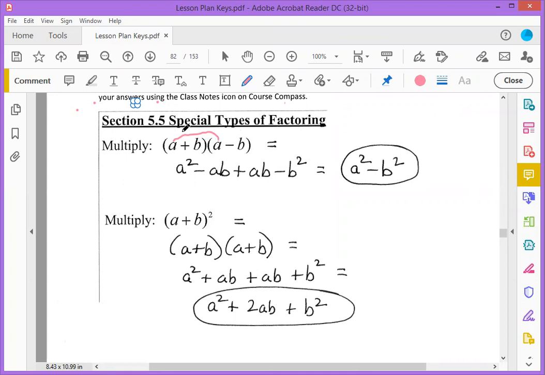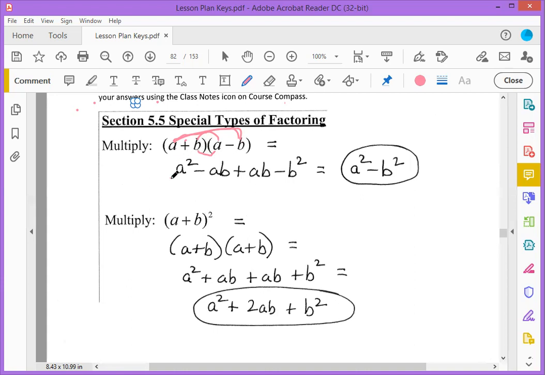First terms, a times a, will give us a squared. Our outer terms, a times minus b, give us negative ab. The inner terms, b times a, give us ab. And then the last terms, b times minus b, give us negative b squared.